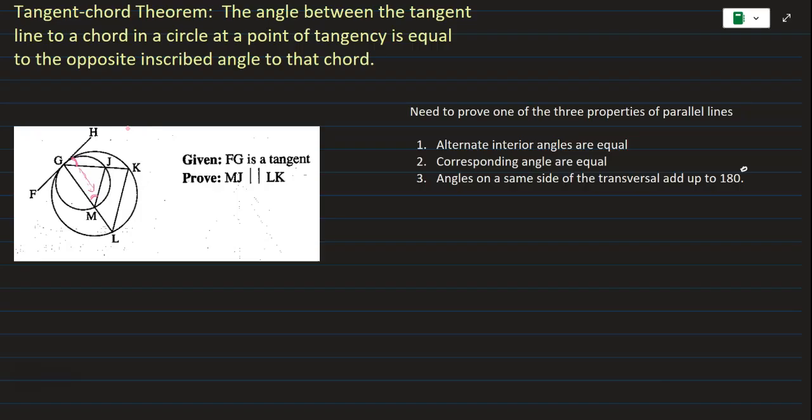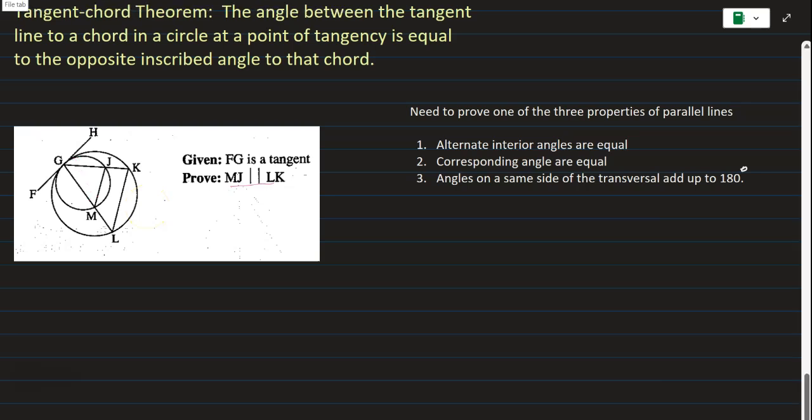That means that angle HGJ is equal to angle JMG, that angle right there. That's what the tangent-chord theorem is, and we're going to use it to prove that the two lines MJ and LK are parallel. All right, let's go ahead and do that.